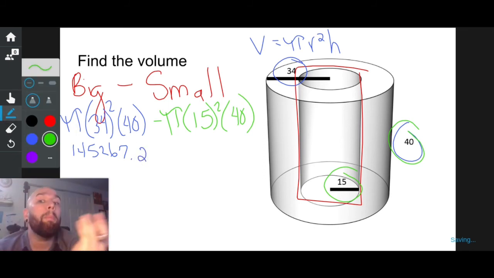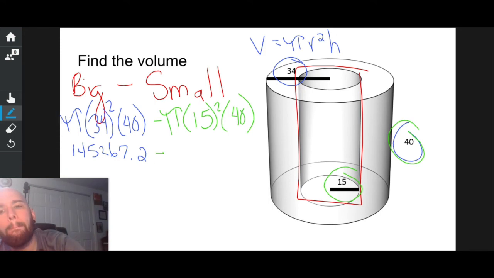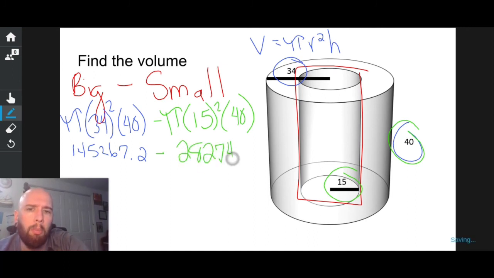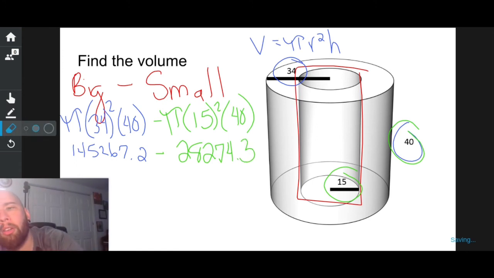By the way, I'm using pi every time. If you want to use 3.14, fine. I'm using pi because it's slightly more accurate. What is pi times 15 squared times 40? The answer is approximately 28,274.3. 274.3, she says.